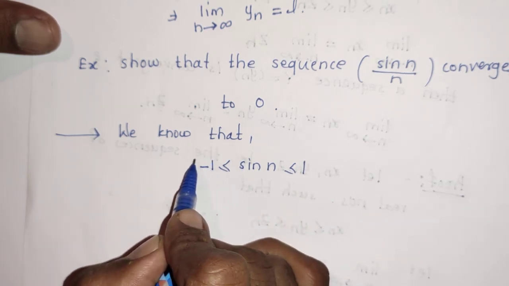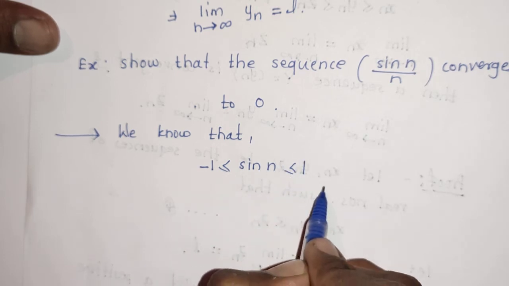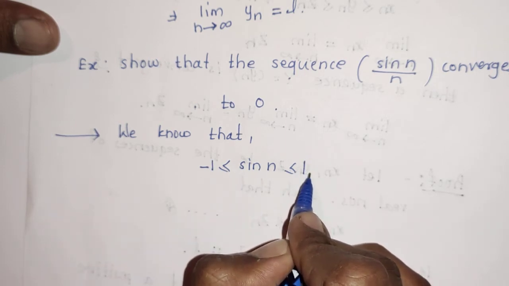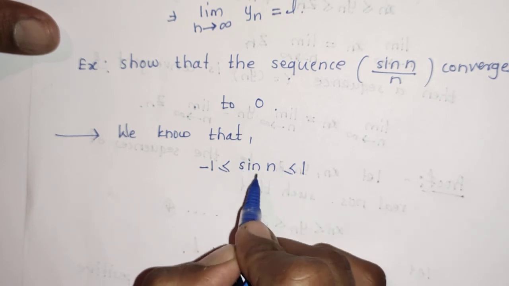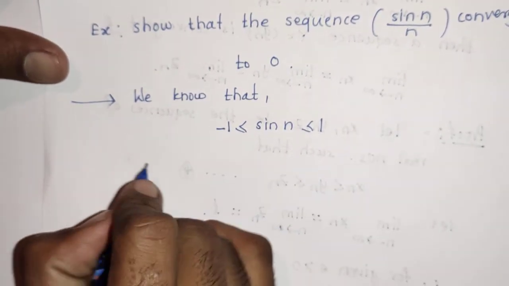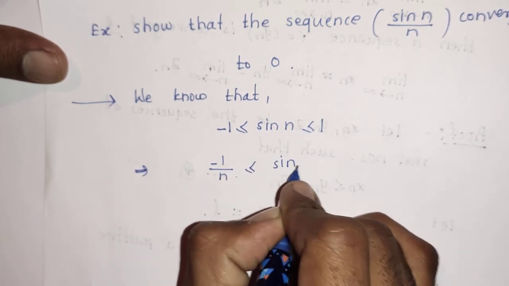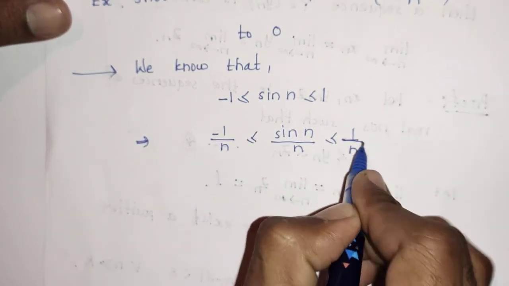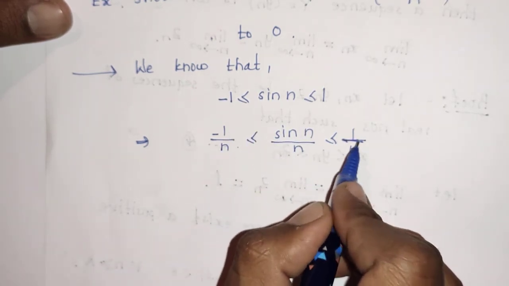So if we take xn is equal to minus 1 by n, yn is equal to sin n upon n, and zn is equal to 1 by n, then if the limits of minus 1 by n and 1 by n are equal, we can say that the limit of sin n upon n must be 0. Now we can write minus 1 by n is less than or equal to sin n upon n is less than or equal to 1 by n, just dividing all the terms by n.